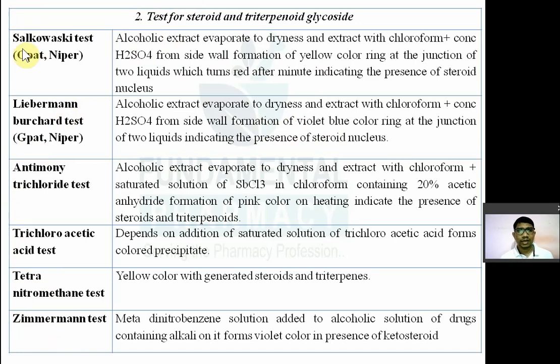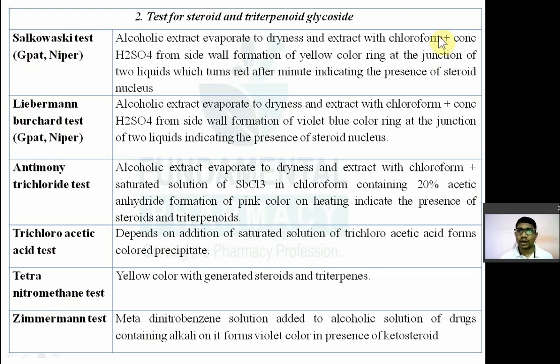First one is the Salkowski test. Second one is the Lieberman-Burchard test. Third one is the antimony trichloride test. Fourth one is the trichloroacetic acid test. Fifth one is the tetranitromethane test, and sixth one is the Zimmermann test. Now, in case of the Salkowski test, you have to take alcoholic extract of the drug and evaporate that extract to dryness.